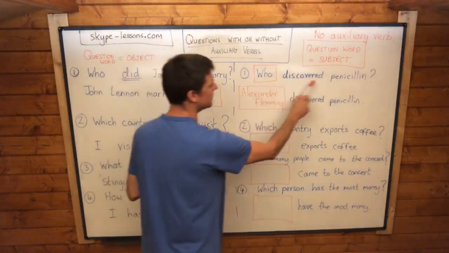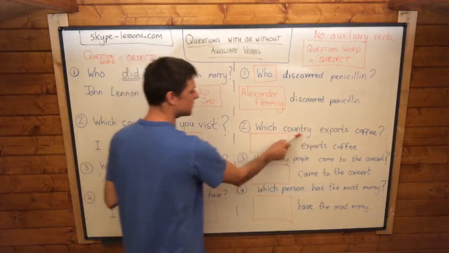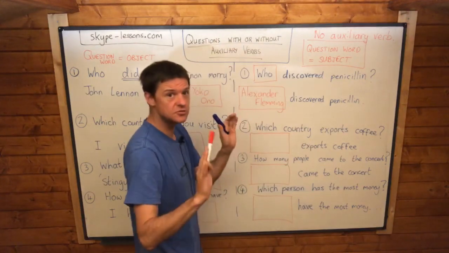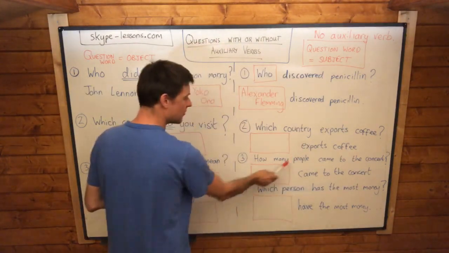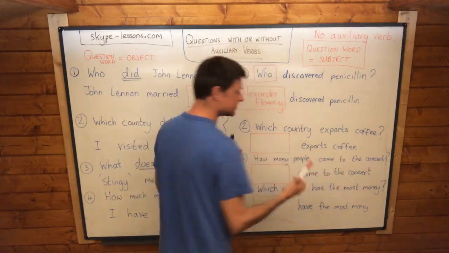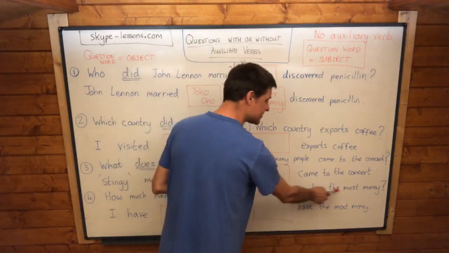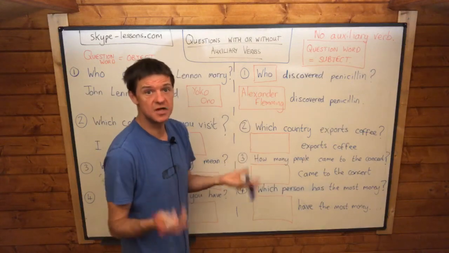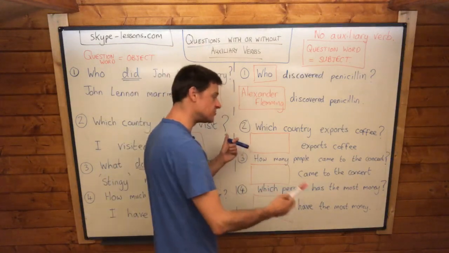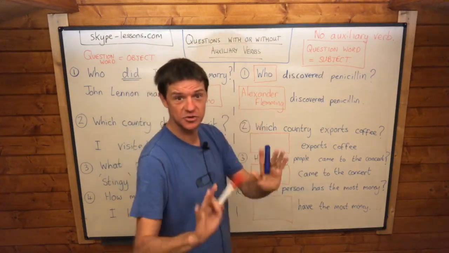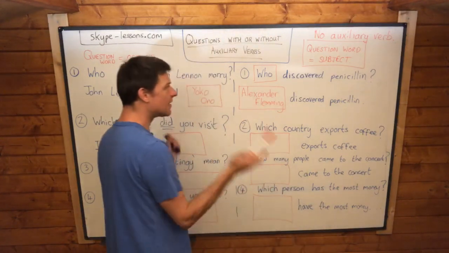It's who discovered penicillin? Which country exports coffee? No do, no does, no did. How many people came to the concert? No do, no does, no did. And which person has the most money? No do, no does, no did. Not which person does have the most money. No, that's not correct. And so how do we know?